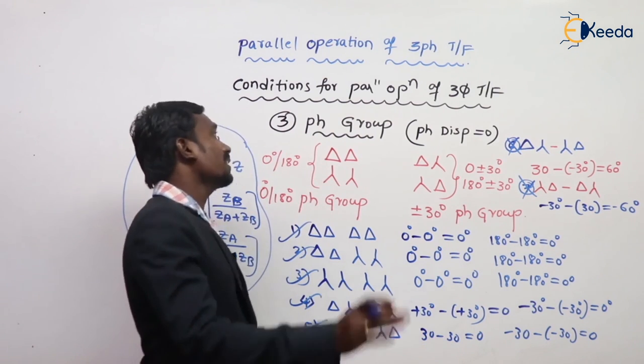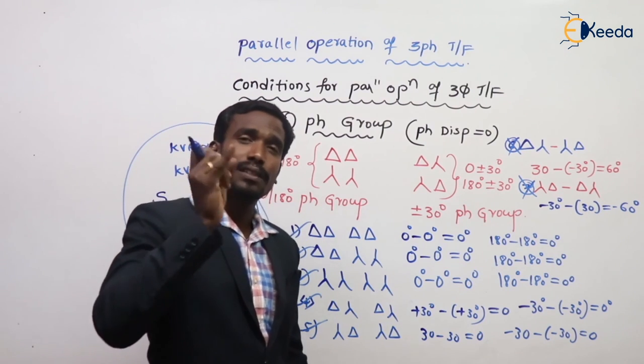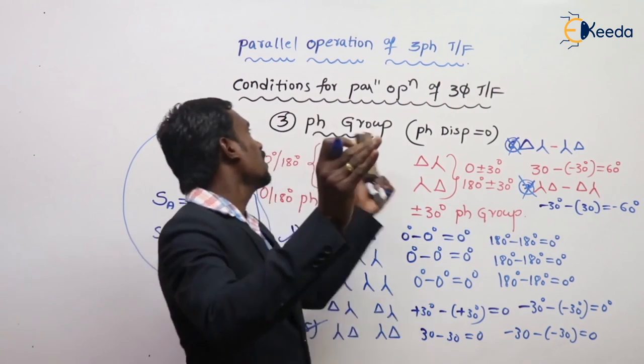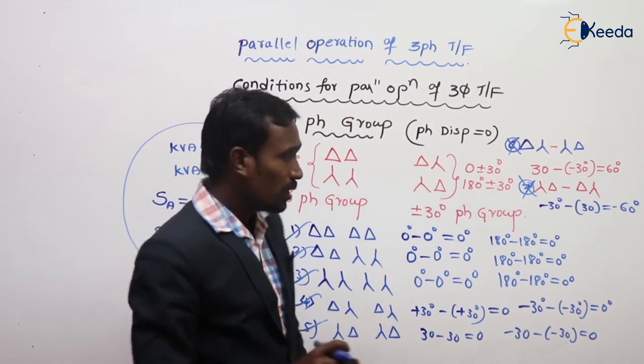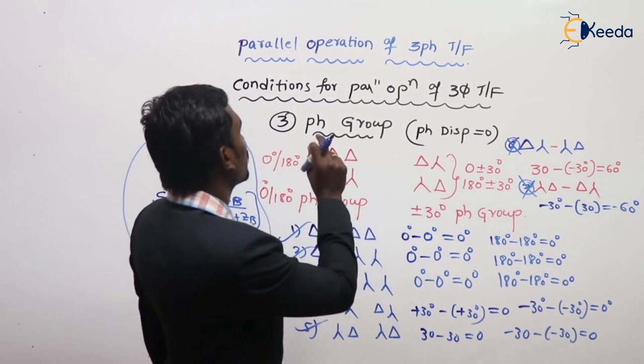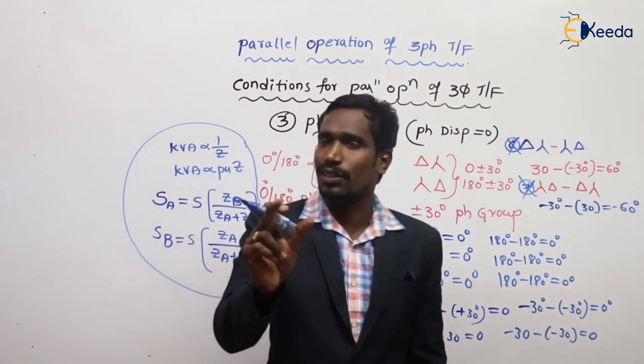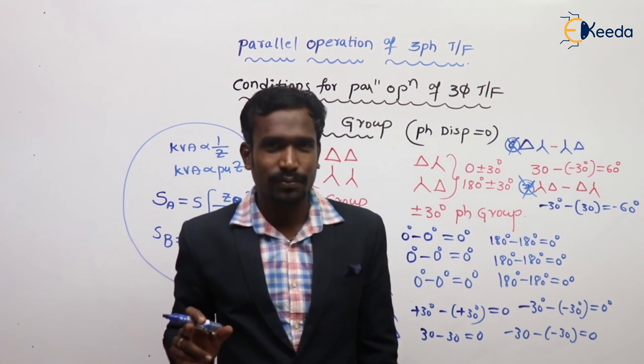But especially the three conditions are very important: phase sequence, phase displacement, and the phase group. These are very important, the conditions for parallel operation of three-phase transformers.